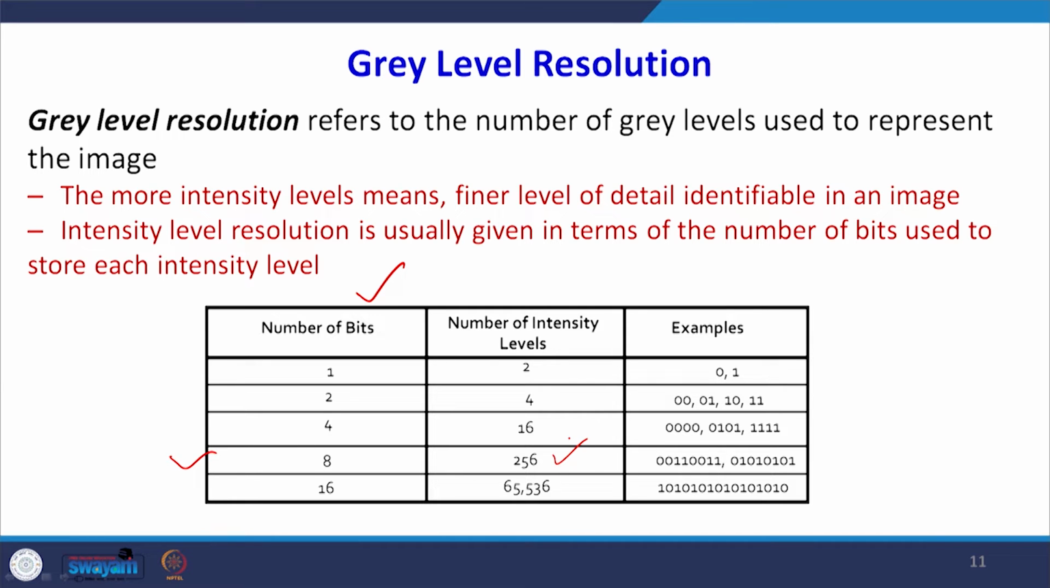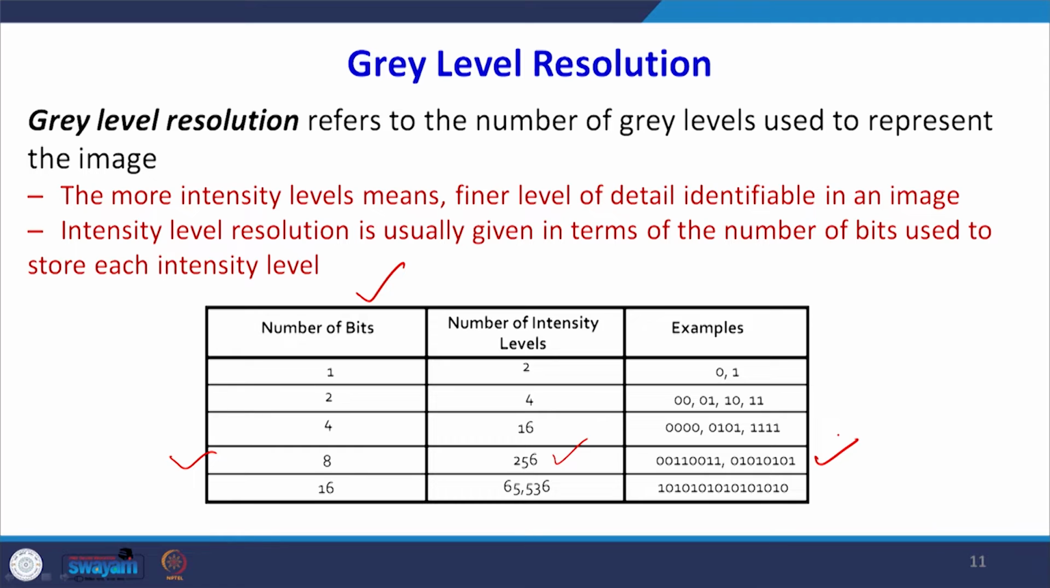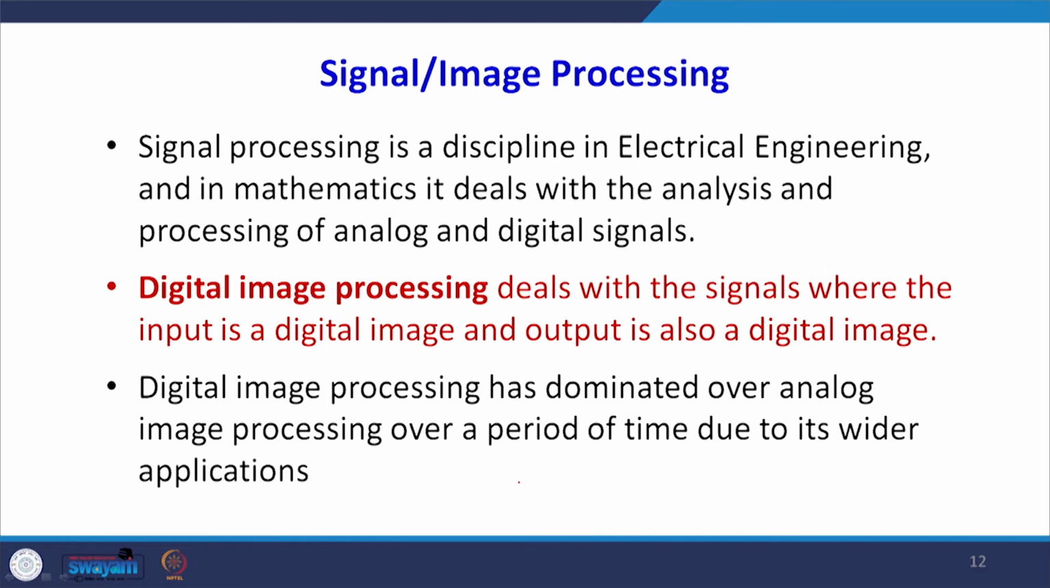So, 0 to 255 will be the range in the 8-bit data, and examples are shown in the combinations of bits 0 and 1, and that gives me basically what is the digital number at that point. So, more is the intensity level, like in 16-bit data we have 65,536 intensity levels. More is the intensity level, finer will be the detail identifiable from the image. So, we would prefer the image with more number of bits or more number of intensity levels, so that we can identify minute objects also very clearly from the images.